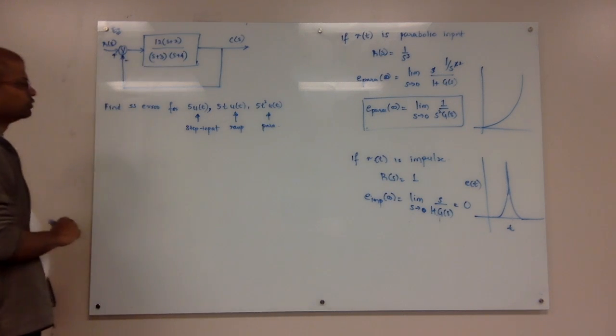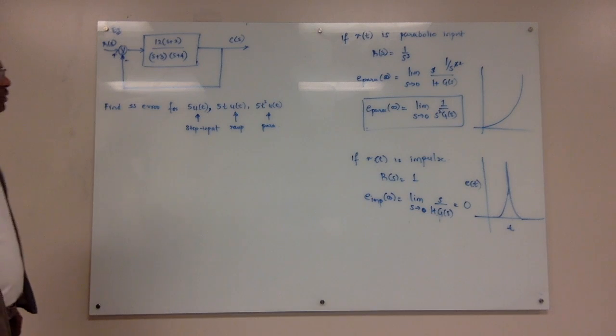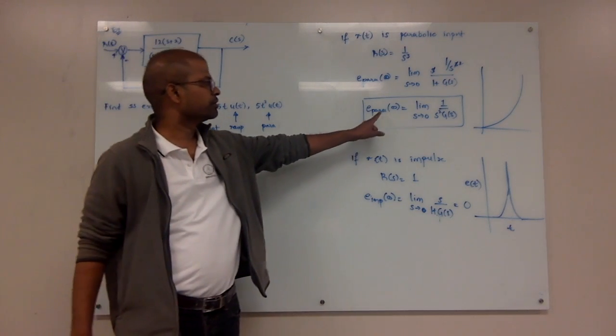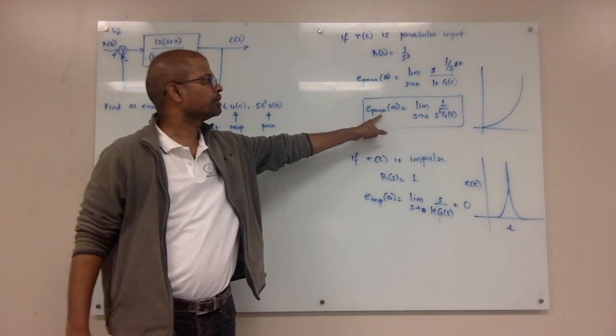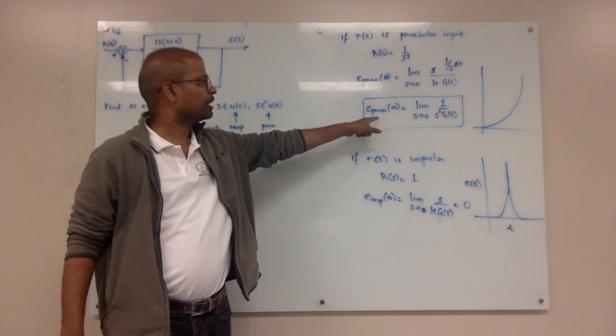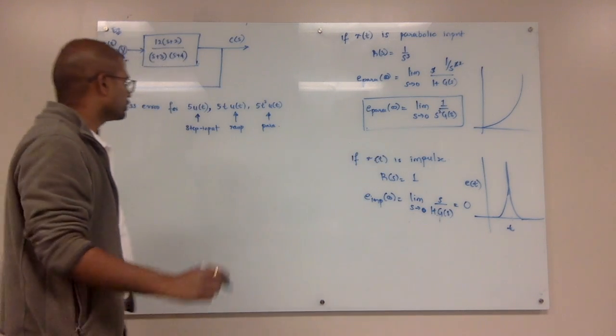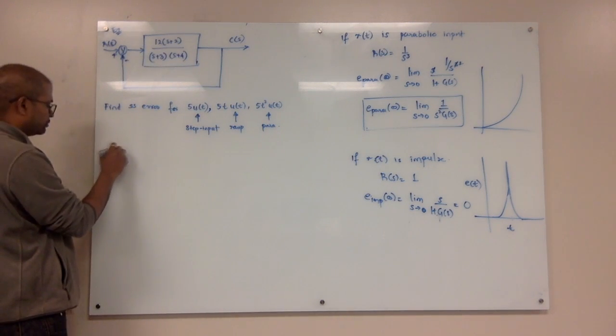So what you want to do is, you don't want to apply this, why don't we apply this? You can apply these formulas. So here, what does E step become?